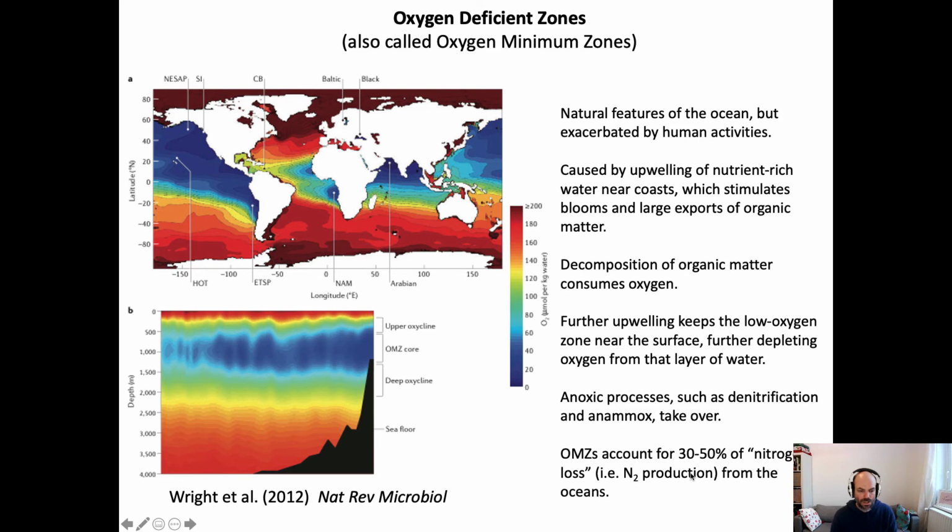Estimates have large error bars because we've only started studying these oxygen deficient zones relatively recently, and they do seem to be changing, and so our understanding about them is also changing. But we think about 30 to 50%, so maybe up to half of all of the nitrogen removal, all the nitrogen loss, in the oceans does occur in the water column and not in the sediments.